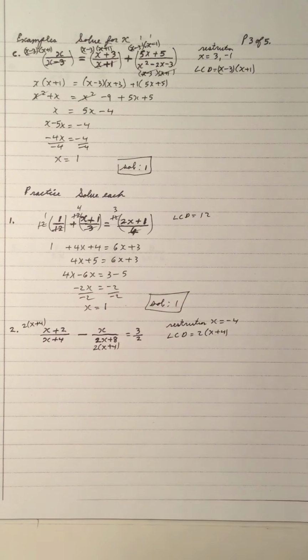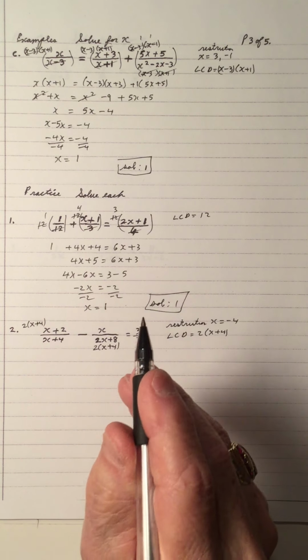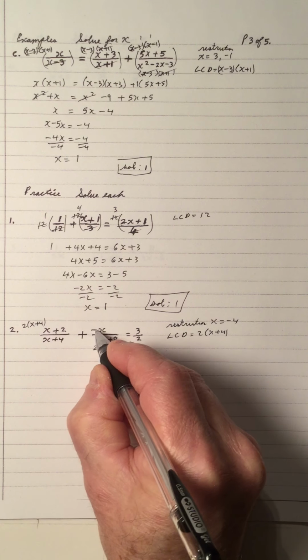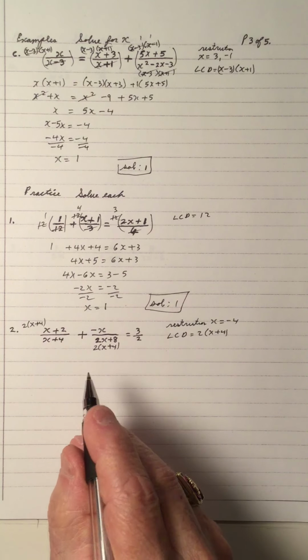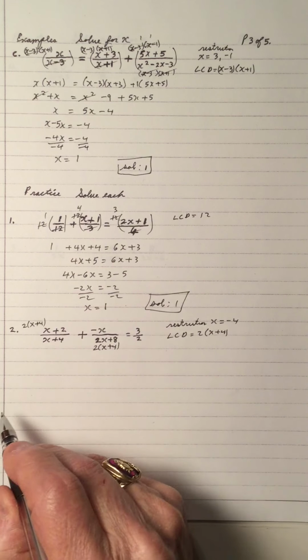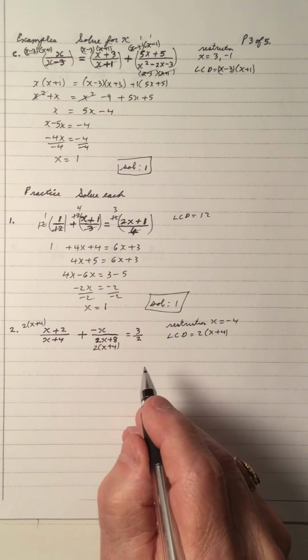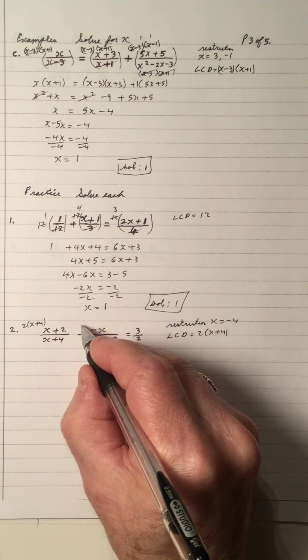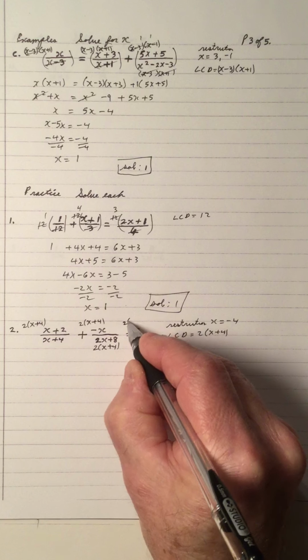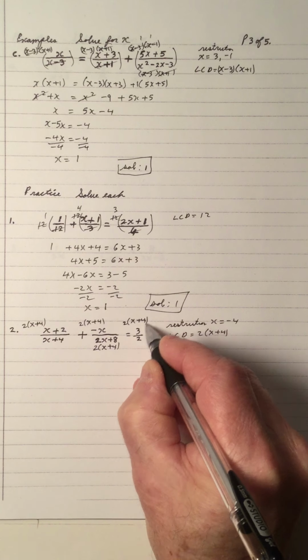Oh, I forgot. When we subtract, we should always add on the opposite. And that's true anytime you go to subtract. When you subtract, we add on the opposite. Make that a negative x. That means we have all pluses, less trouble. So we continue to multiply by 2 times x plus 4.